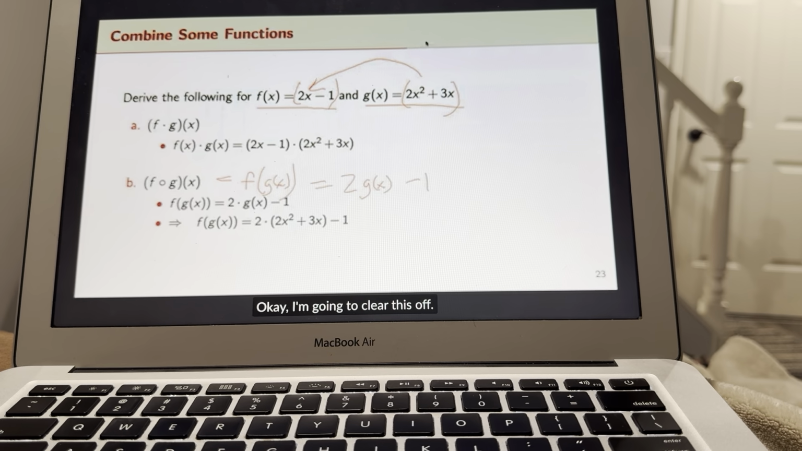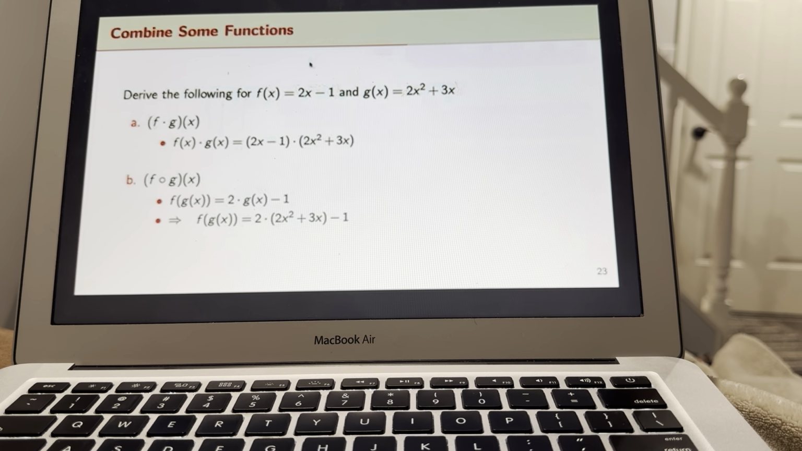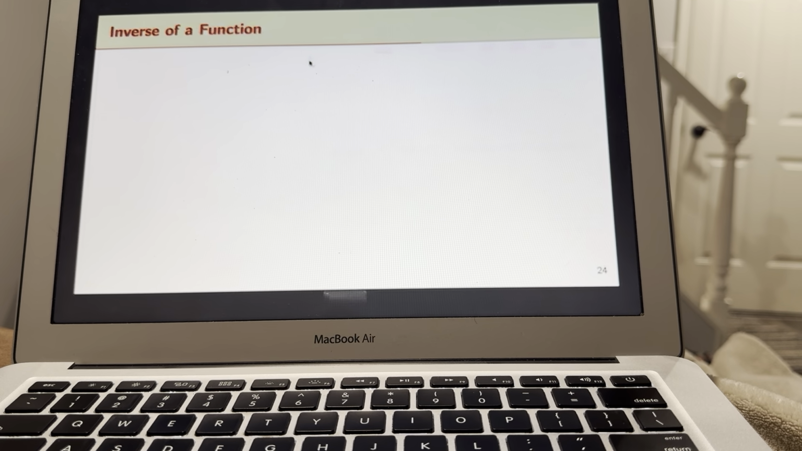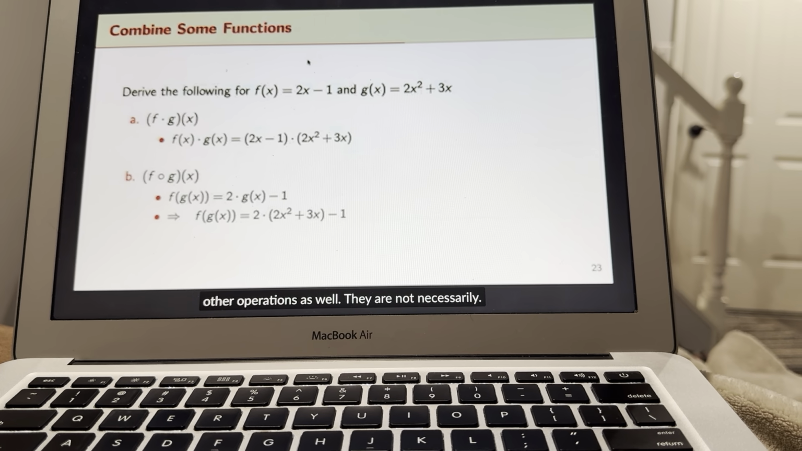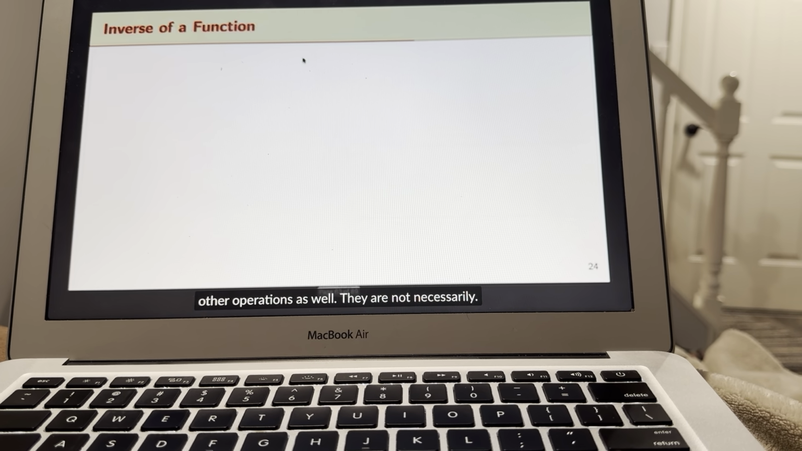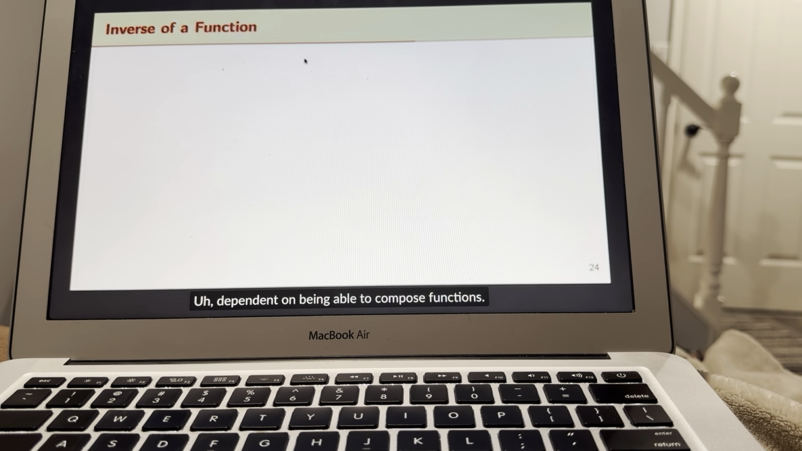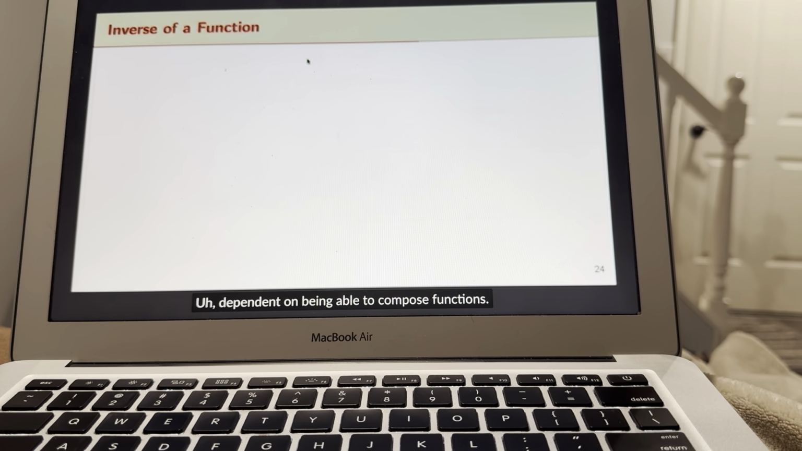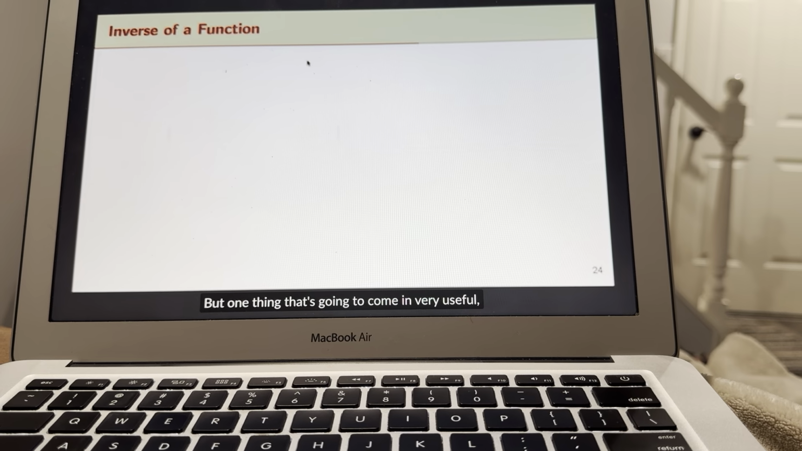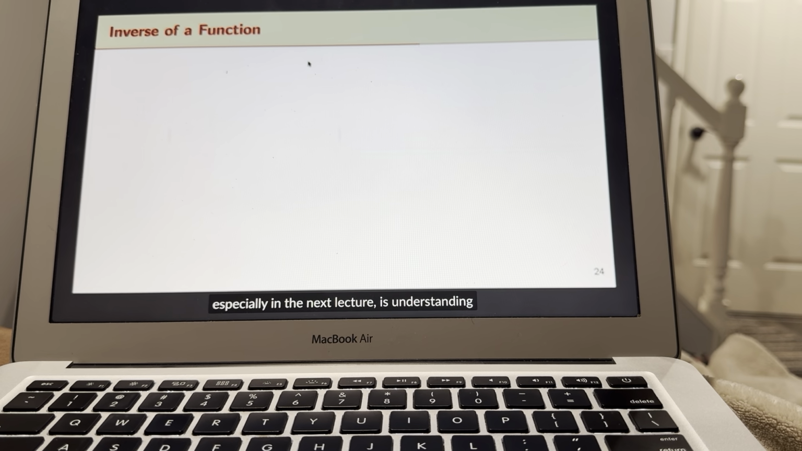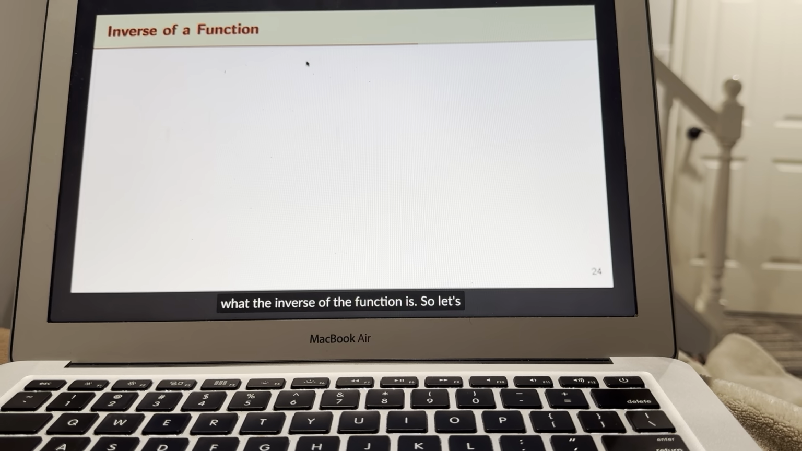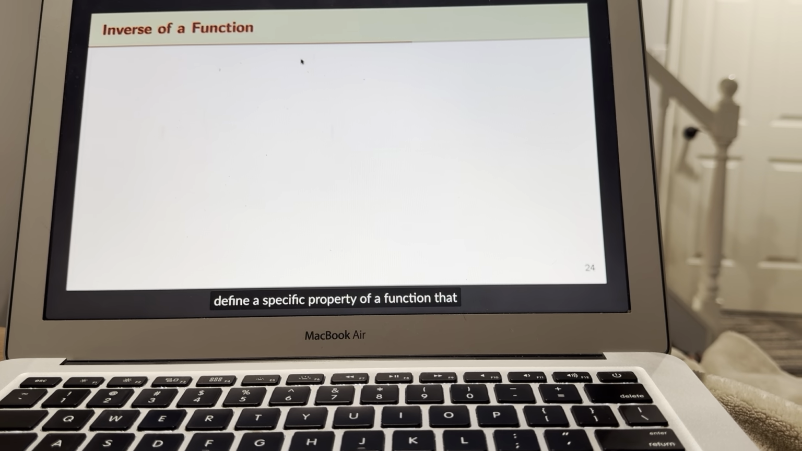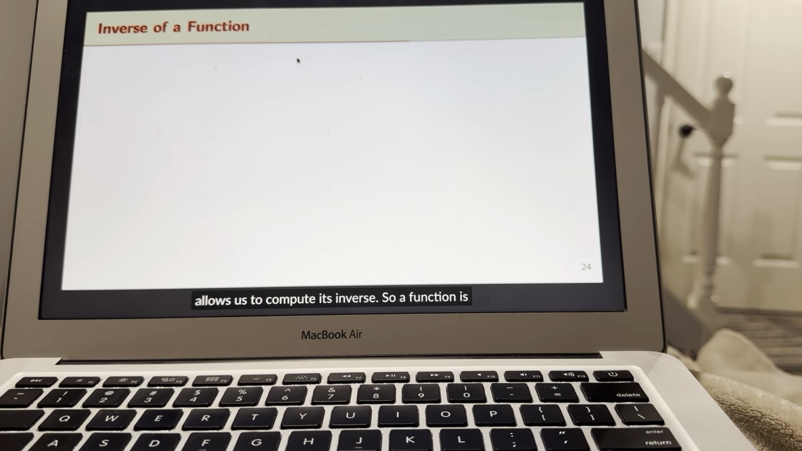Okay, I'm going to clear this off. Now that we've composed functions, we can perform other operations as well. They are not necessarily dependent on being able to compose functions, but one thing that's going to come in very useful, especially in the next lecture, is understanding what the inverse of a function is. So let's define a specific property of a function that allows us to compute its inverse.